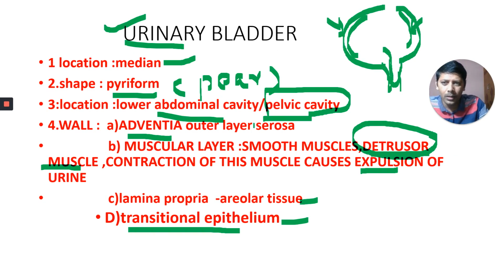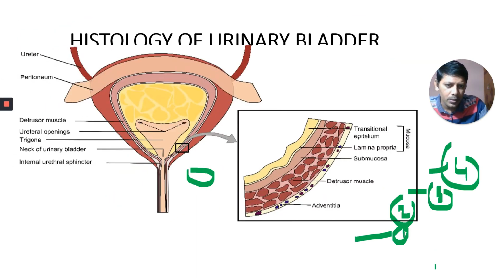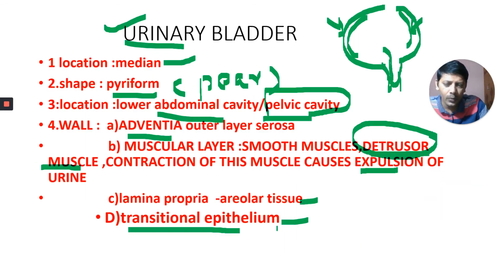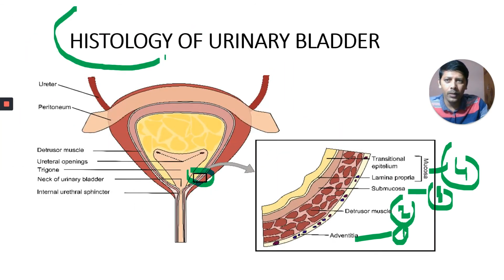Again, you can see here, the wall consists of adventitia. Here is the adventitia, and after that, what is there? The muscle layer, smooth muscle, the detrusor muscle. Contraction of this muscle causes the expulsion of urine. Lamina propria, areolar tissue, and transitional epithelium are also present there. Okay, that's about the histology, the different types of tissues present in the urinary bladder.